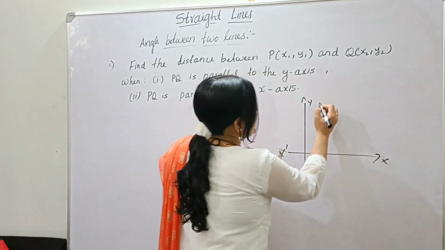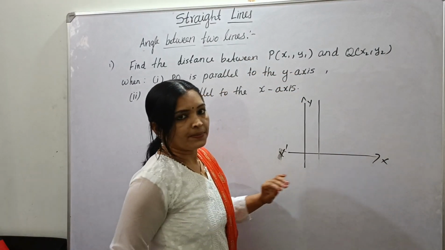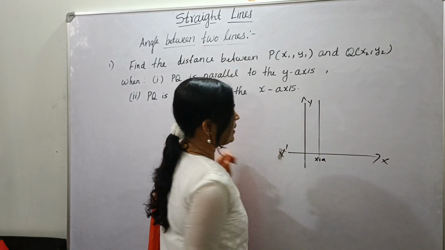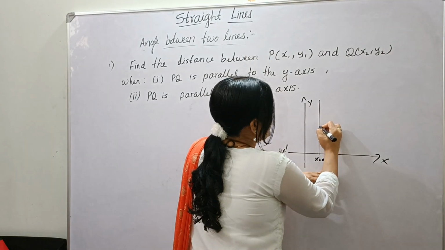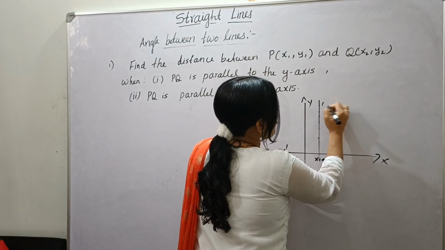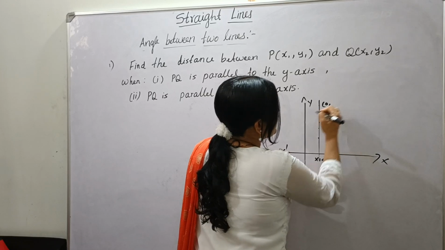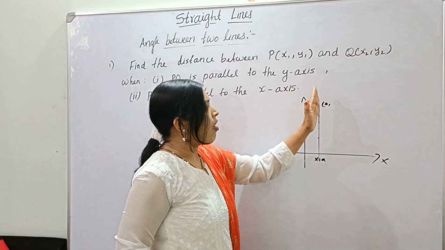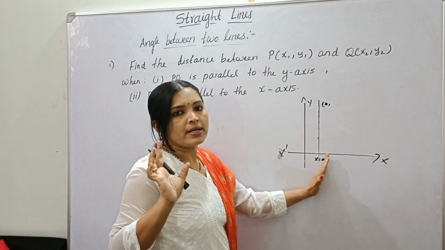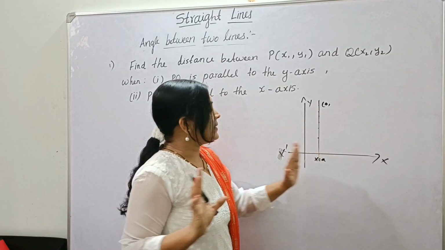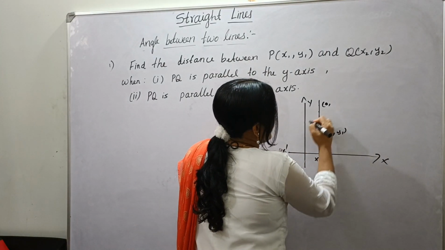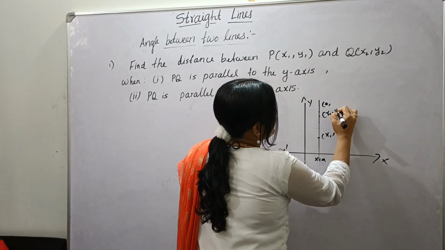If a line is parallel to the y-axis, suppose here x is equal to a, then the x coordinates of all the points on it are a. So all the x coordinates of these points are the same. That is, suppose one point is x1, y1, and the other is x2, y2.